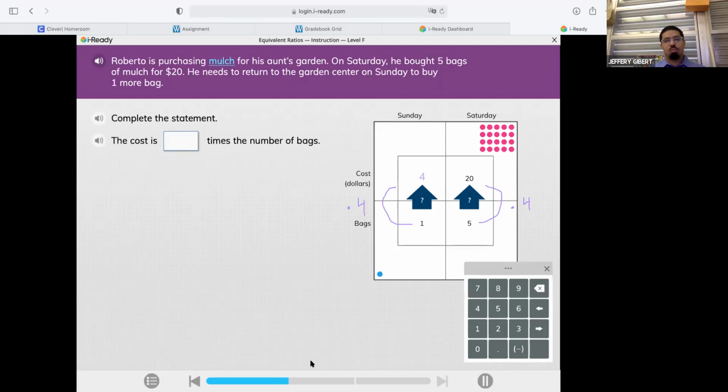Complete the statement. All right, Queen Africa, the cost is blank times the number of bags. Yes, it is 4. Because you have to do the number of bags times 4 to get the cost. So the answer is 4 again. Number of bags, 5 times 4 gives me the cost. Number of bags, 1 times 4 gives me the cost.